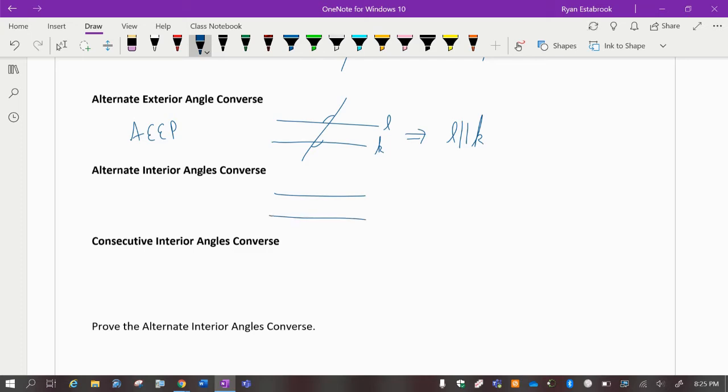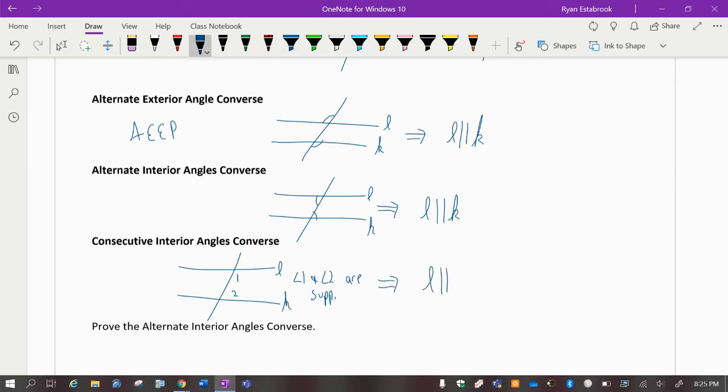We have the alternate interior angles converse. So if these alternate interior angles are equal to each other, then we could say that line L is parallel to line K in this case. And one more, and this is maybe the sloppiest one. If we have that angle 1 and angle 2 are supplements of each other based off of their location, then we could say in this case that line L is parallel to line K.